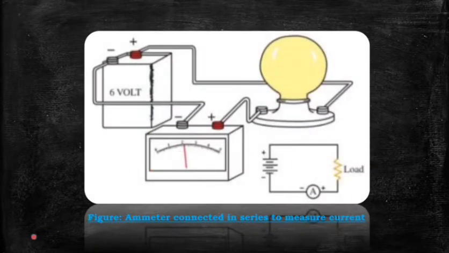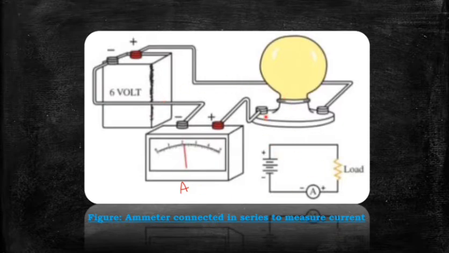Just look at this. This is the ammeter. This is the battery, and this is the bulb. What they have done is, the positive terminal of the battery is connected to the positive terminal of the bulb, and the negative terminal of the bulb is connected to the positive terminal of the ammeter, and the negative terminal of the ammeter is connected to the negative terminal of the battery. So this is the right way in which we should measure the current.